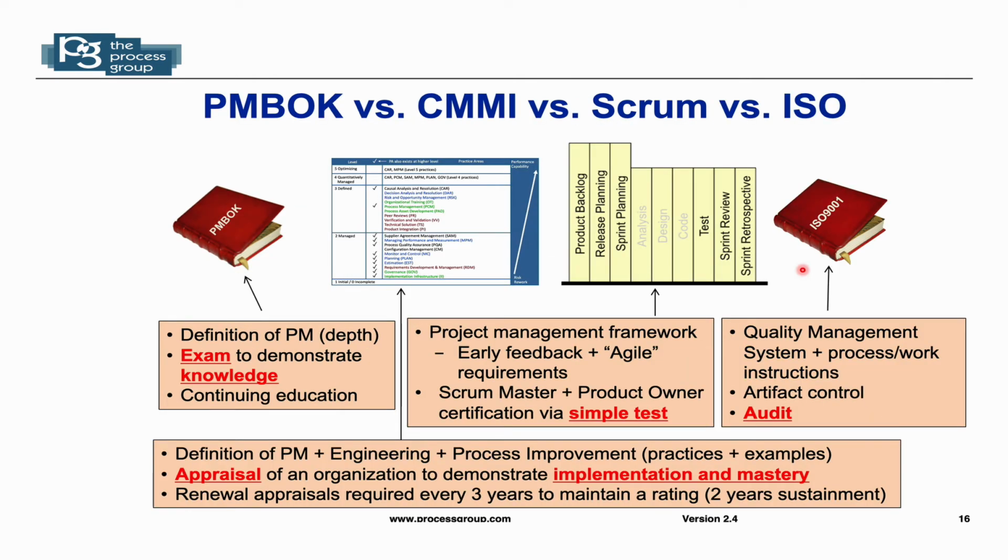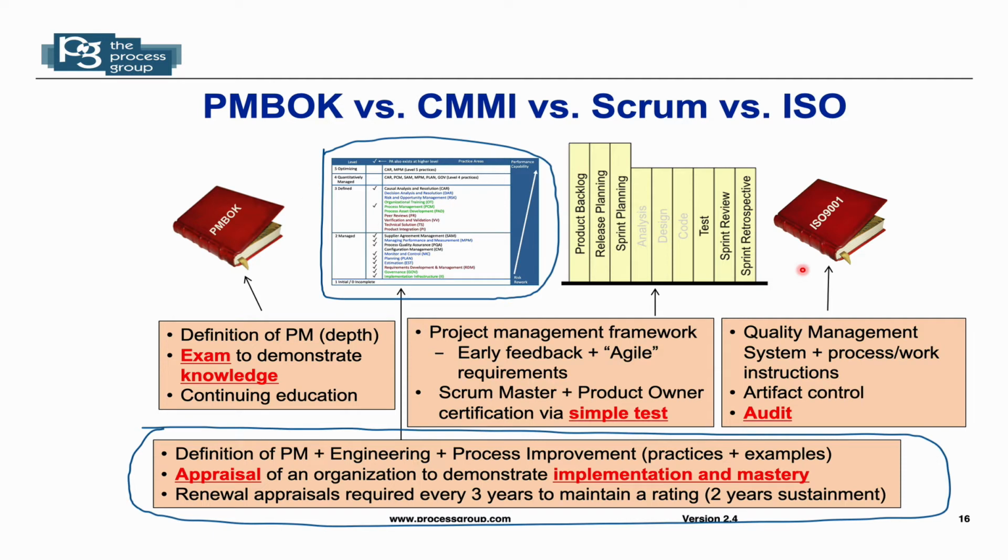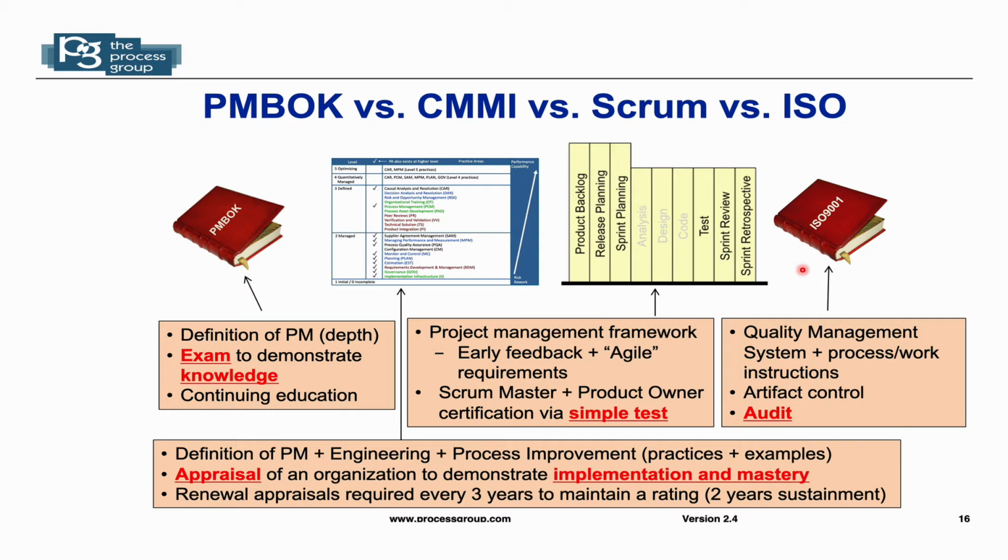Now, if you look at a little comparison of some of these things, on the left, we have PMBOK, individual focused exam of a knowledgeable person and a continuing education. In the second diagram, the CMMI, that is a bigger collection of PM practices and engineering practices and improvement. So a little bit broader again and deeper than PMBOK, but very similar. We have an appraisal to kind of show what has been implemented with a degree of mastery. So appraisals are very in-depth checks on how people are doing their practices correctly, typically by interviews and artifact review. And then the appraisal rating, like level 2 or level 3 rating, is then renewed every 2 or 3 years. And there's some choices about what appraisal type they pick to kind of bump out or renew their rating.